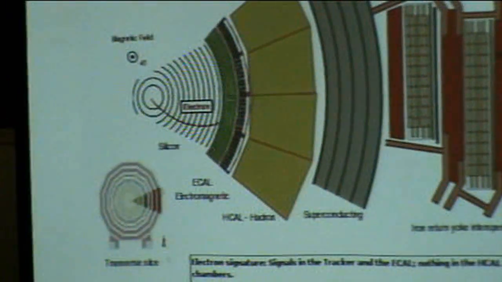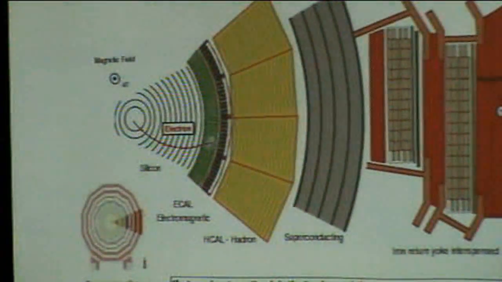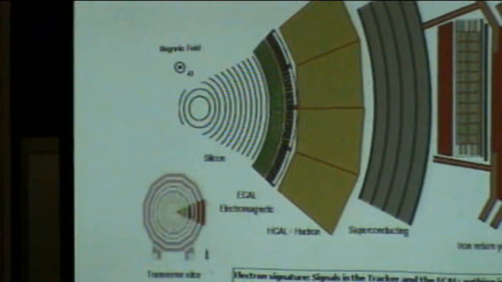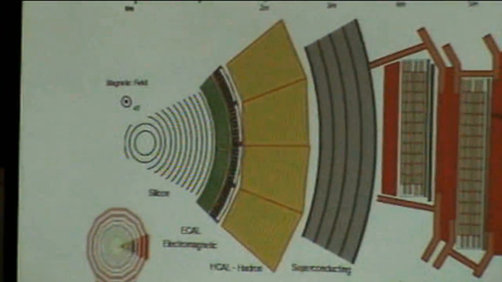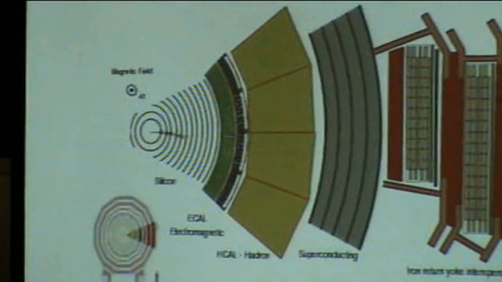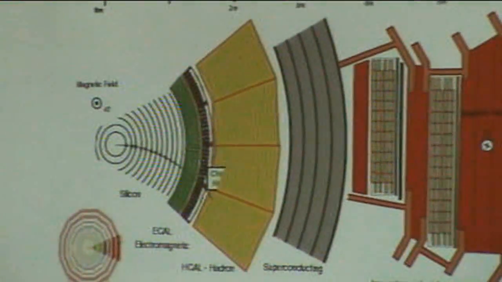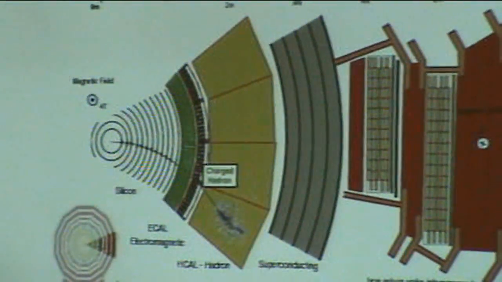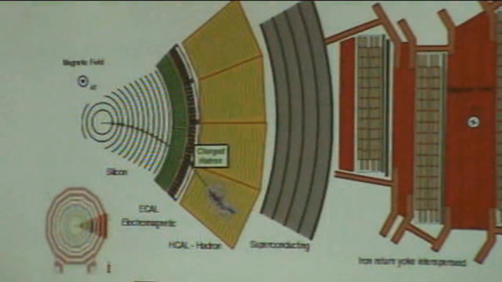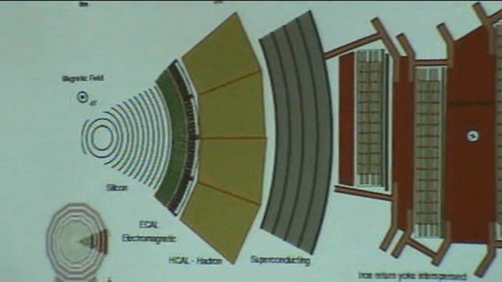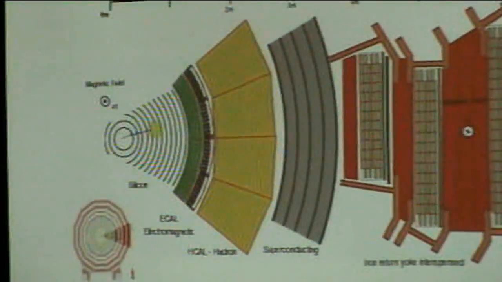So if you shoot an electron, for example, that's what it's going to do. It's going to be bending in the silicon, and then it's going to be stopped in this electromagnetic calorimeter. If you then shoot a charged hadron, for example a pion or a proton, it will get past this electromagnetic calorimeter and then leave some energy in the hadron calorimeter, so it will be completely stopped.